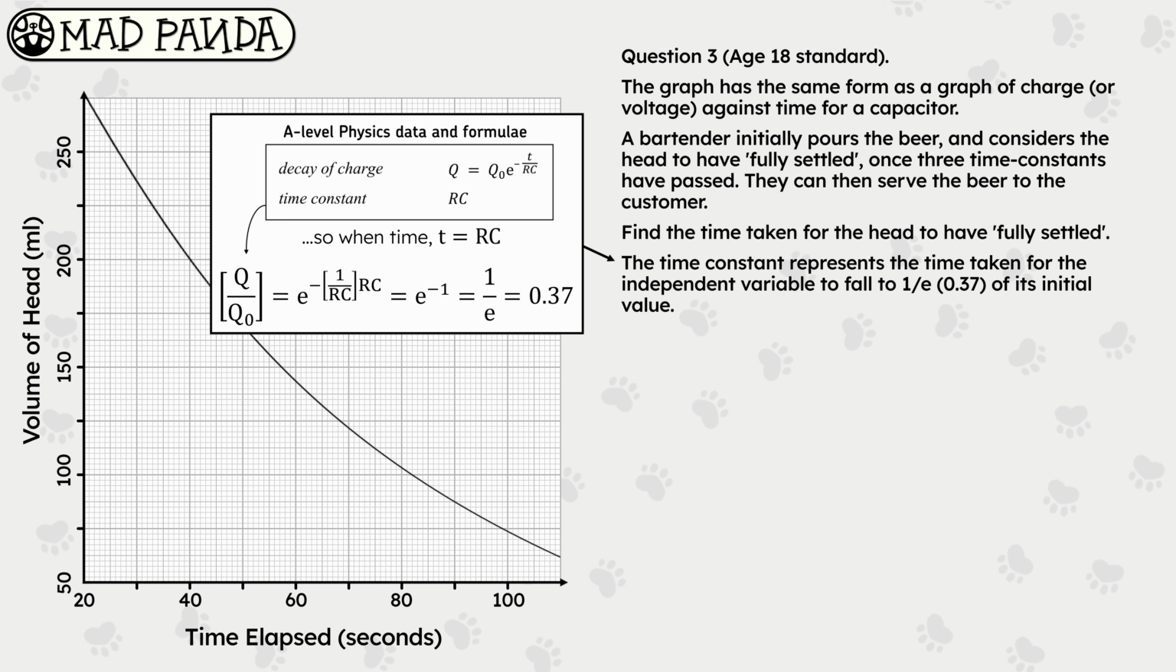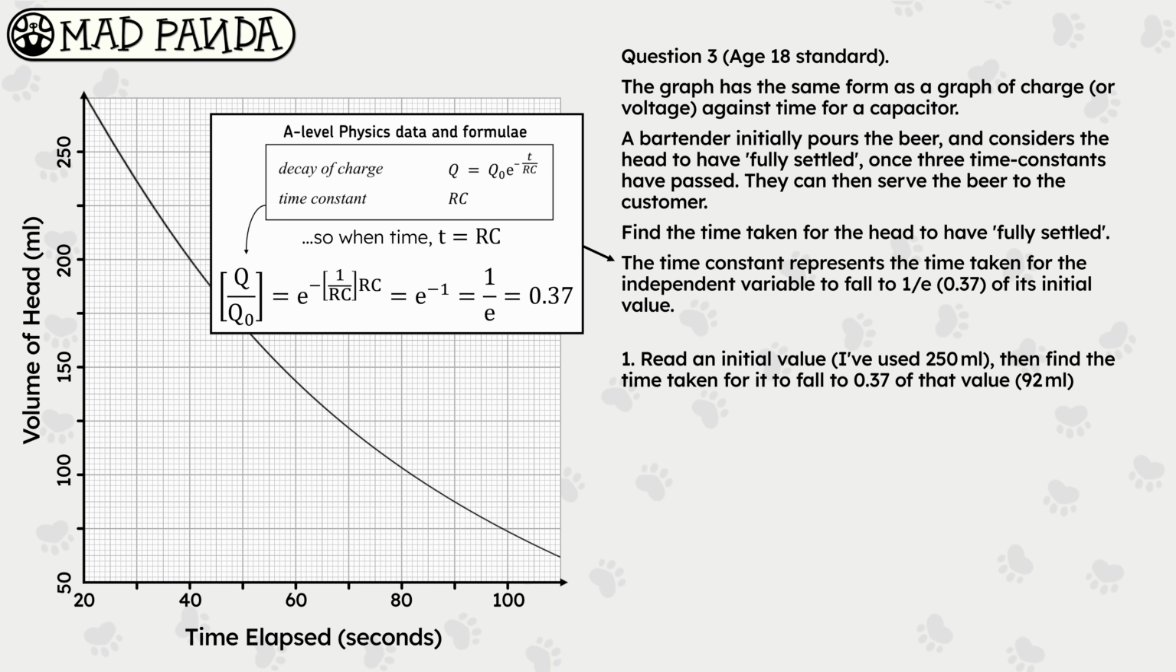If we could see more of the graph, then we could just read off the time interval taken for the volume of head to drop to 5% of its initial value, but with this zoomed in view we can't do that, so we're going to need to read off one time constant and then multiply it by 3. So our first step is going to be very similar to in the previous two questions. We need to read off an initial value. I've used 250 millilitres. It's going to need to be somewhere on the left-hand side of the graph.